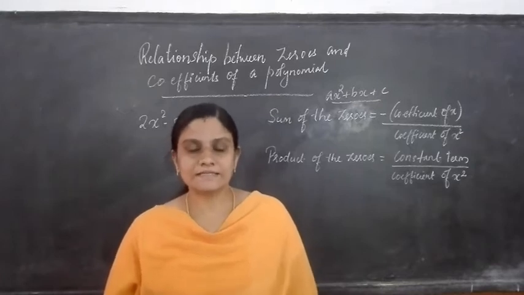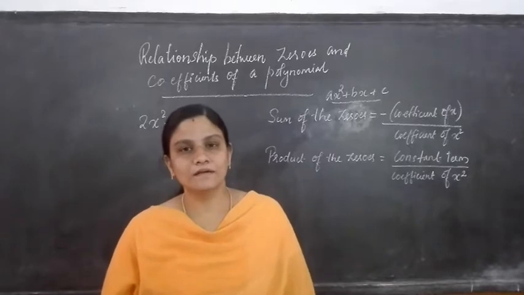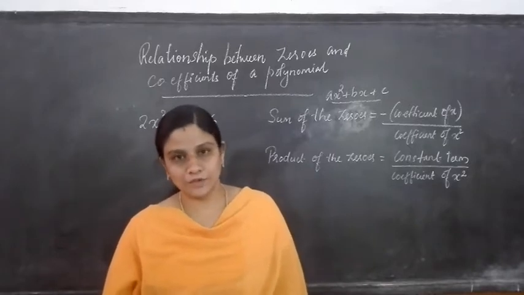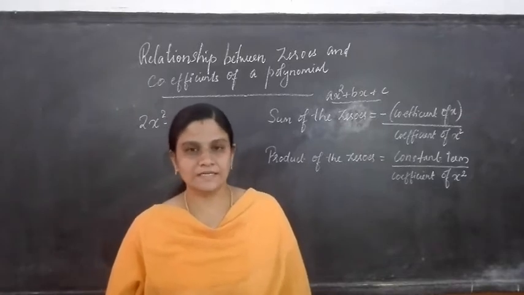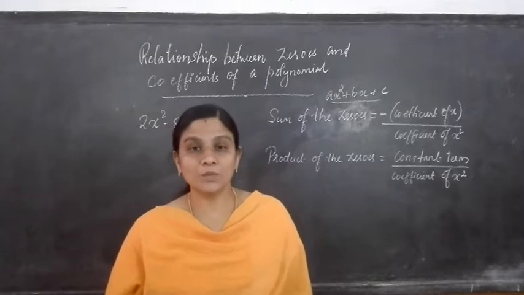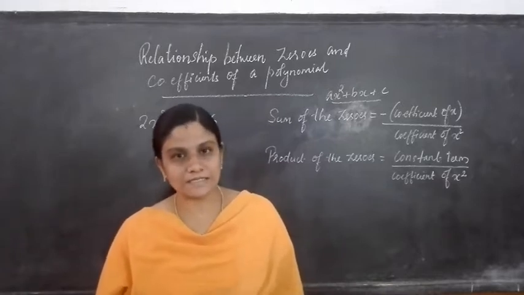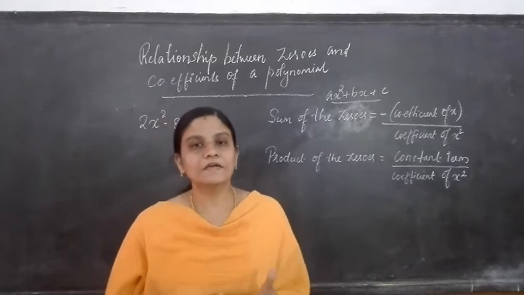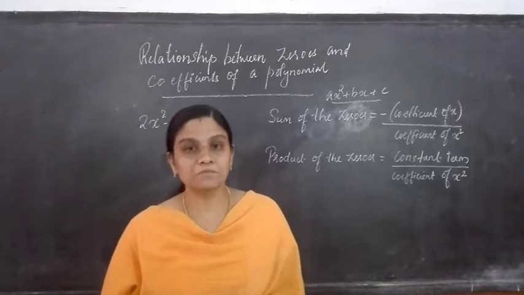In our last class, we learnt what is a polynomial, what are the different types of polynomial, and what is the zero of a polynomial. In a quadratic polynomial, how many zeros are there? Yes, 2 zeros. And we will denote those zeros with the letters alpha and beta.